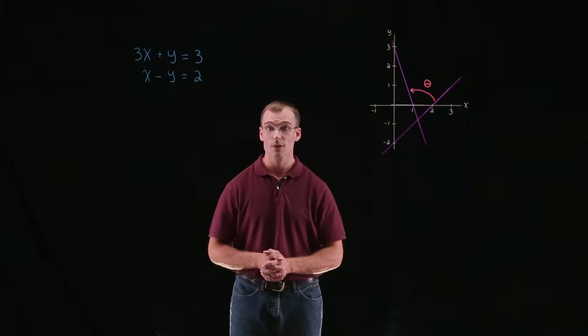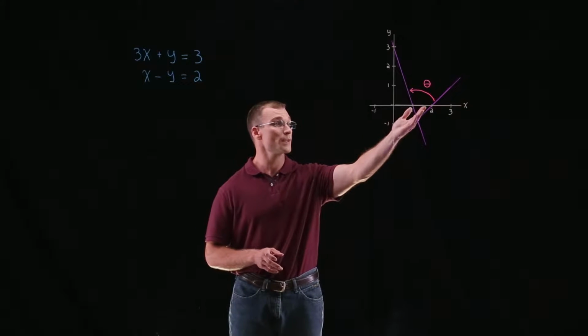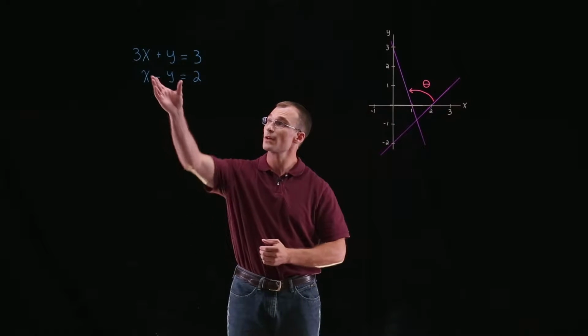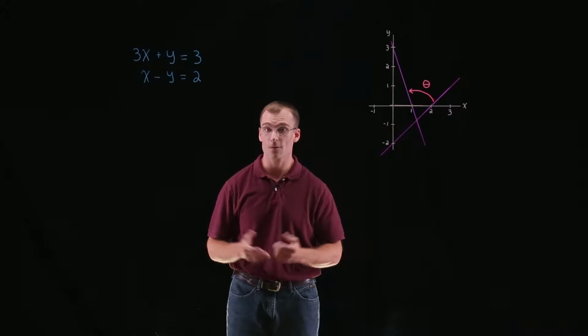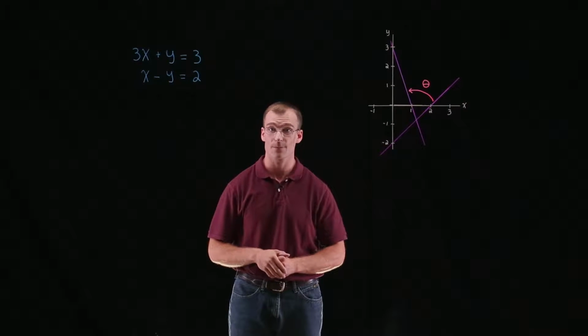Welcome everyone, I'm Adam. In this problem, we're going to be finding the angle theta between the two lines given by the equations 3x plus y equals 3 and x minus y equals 2. And we'll find that angle in both radians and degrees.